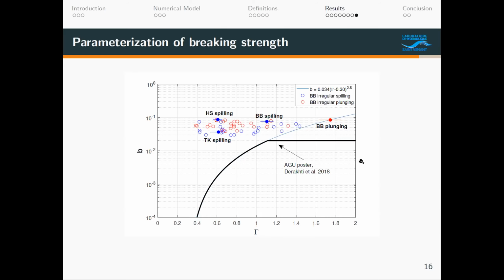And this is the curve from the AGU poster of Deike et al. 2018, and we suggest that a max value of B is something like 0.02 for shallow water waves, whereas the way we define B, we get values in the range of 0.03 to 0.09, and gamma in the range of about 0.4 to 1.7.